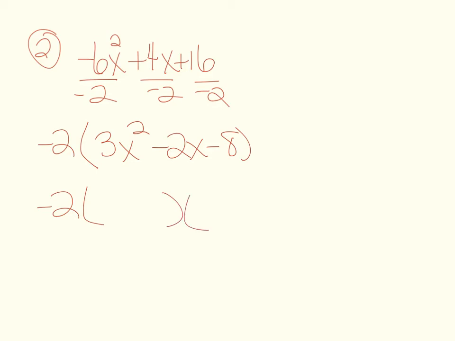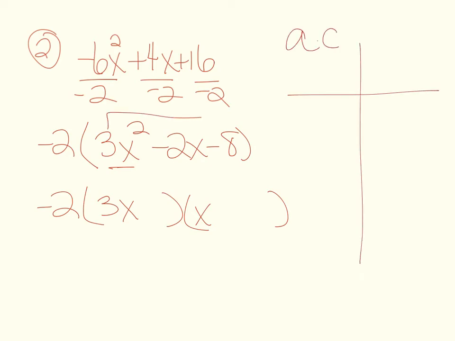Now we're going to break them up. And again, your 3x squared is 3x and x. Let's do our table. So we have a times c, so 3 times negative 8 is negative 24, and we're going to add to the middle, which is a negative 2. So negative 1 and 24. Because again, you want to multiply to get a negative, so one's got to be a negative and one's got to be a positive.